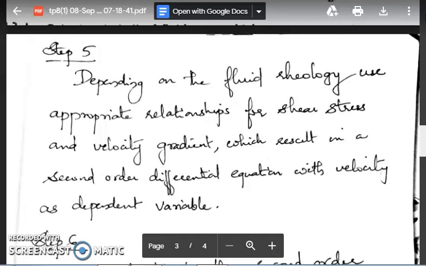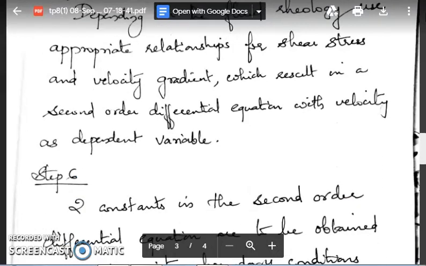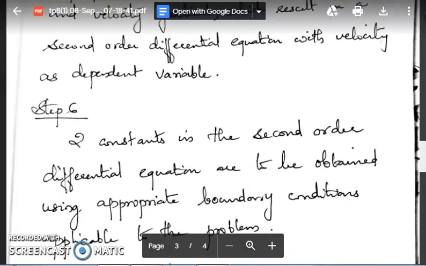So first it will be a second order differential equation. After that, you have to integrate and find it out. While integrating, there will be a constant term here also. So this constant can also be found out by using the appropriate boundary condition. So this is the general step or procedure for proceeding with the shell momentum balance approach.